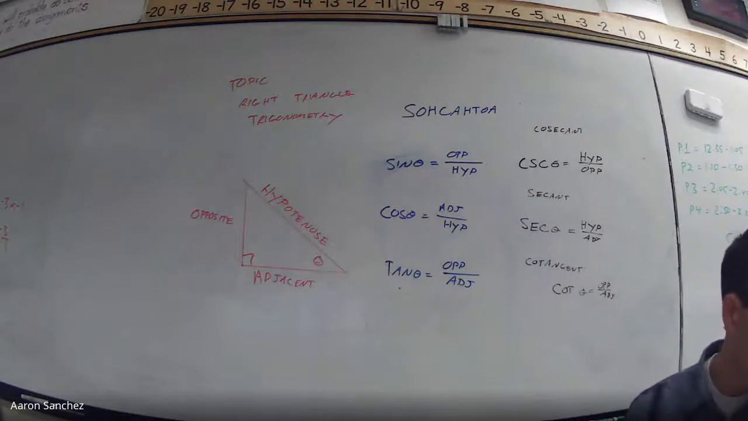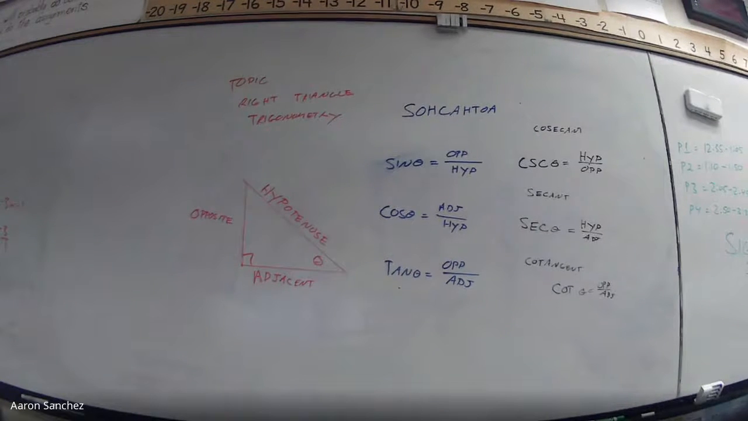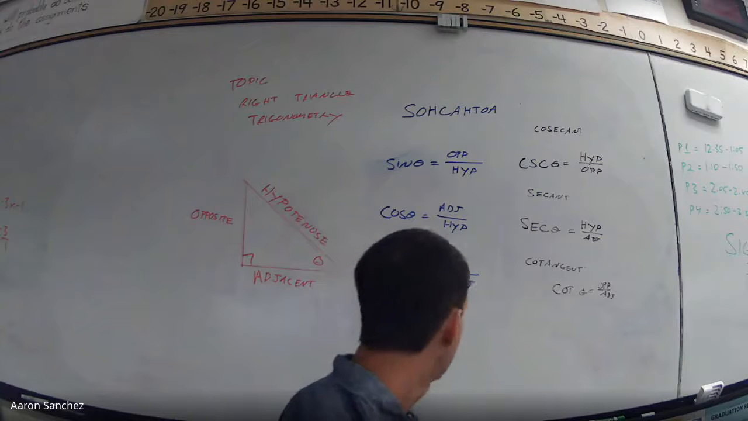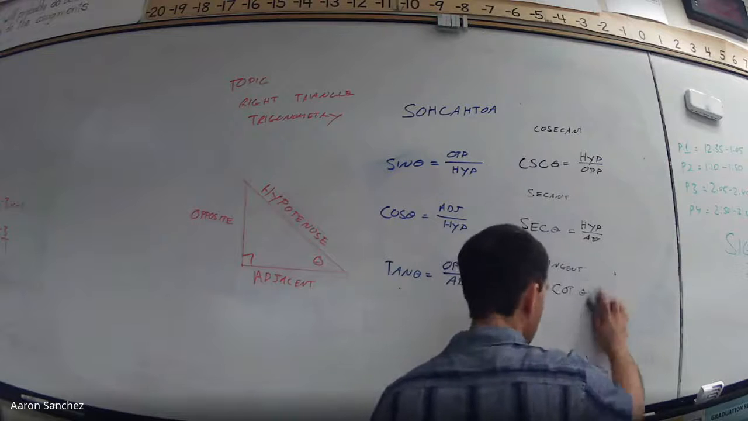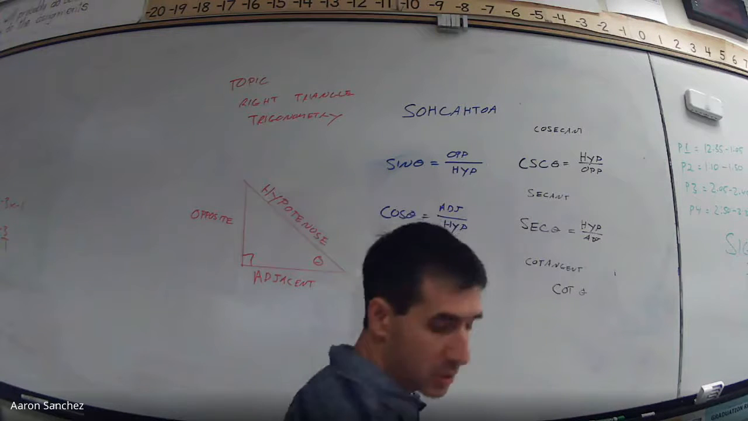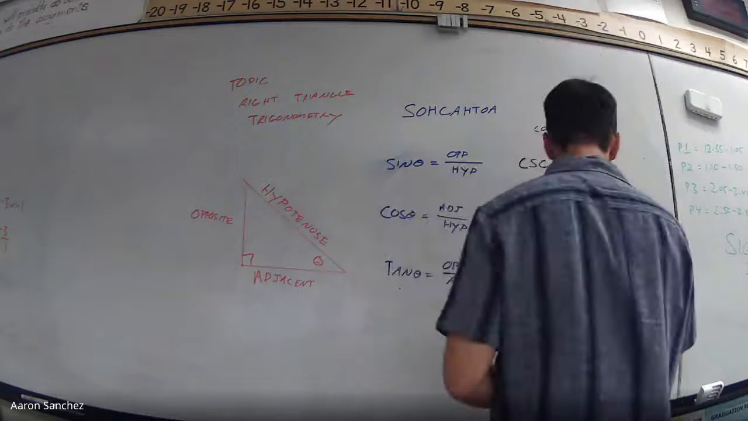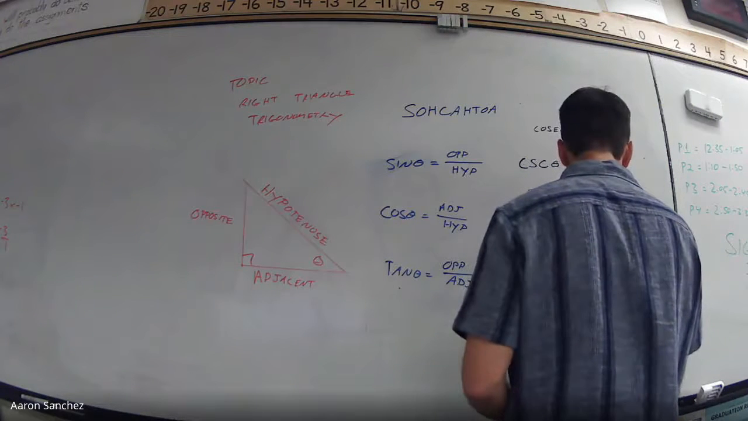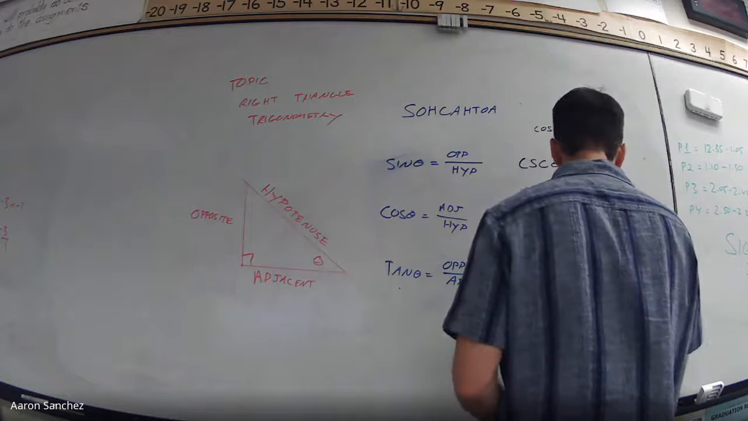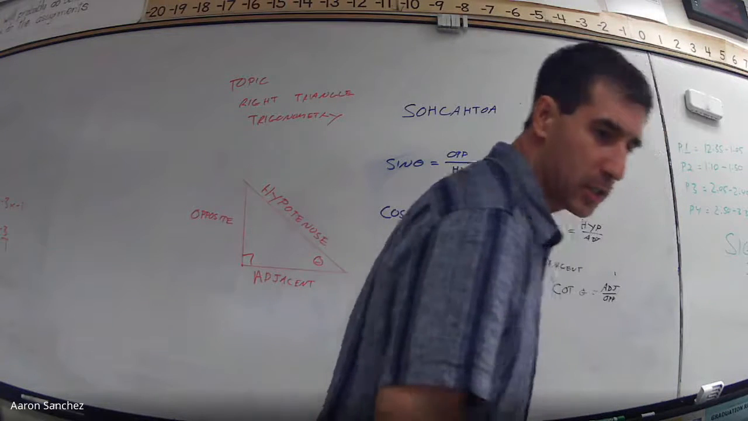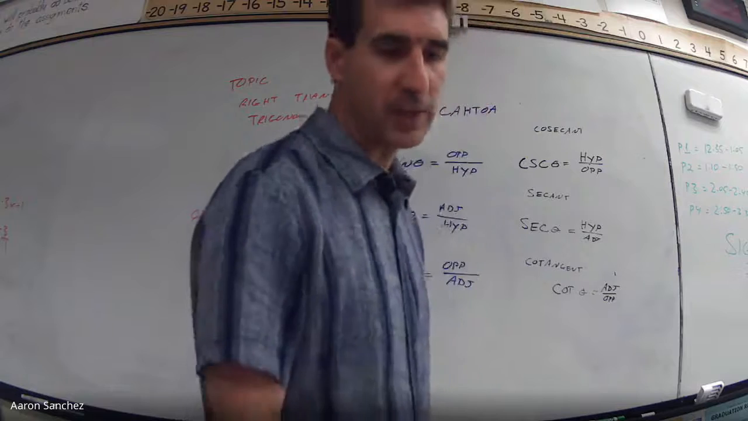Mr. Sanchez. Yes, Jackson. You wrote cotangent as the same as tangent. Oh, wait. Oh, shoot. Thanks, man. Cotangent is the reciprocal, it is adjacent over opposite. Sorry, thank you. Big deal. Adjacent over opposite. That's my cotangent. Thank you, Jackson. Fix that.